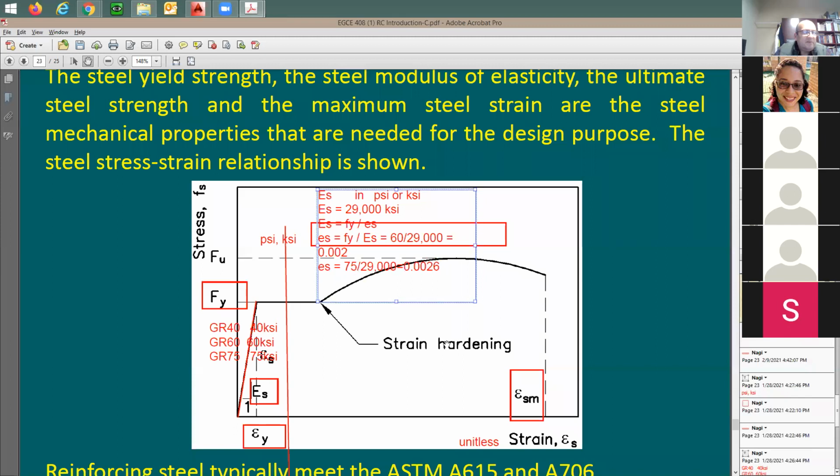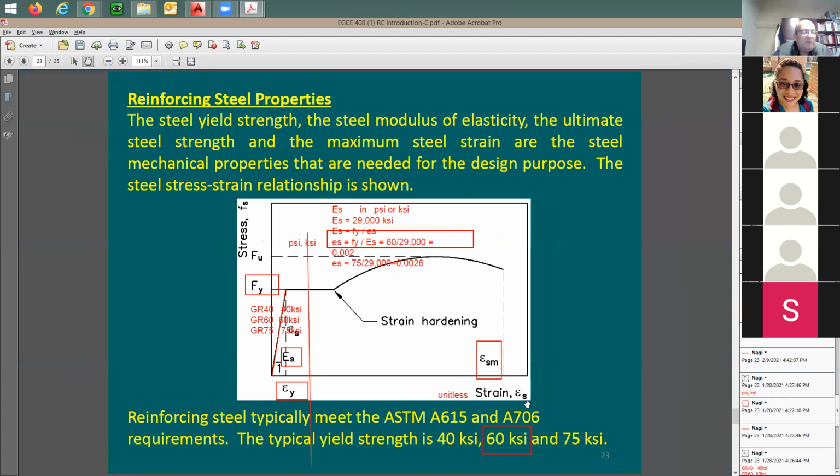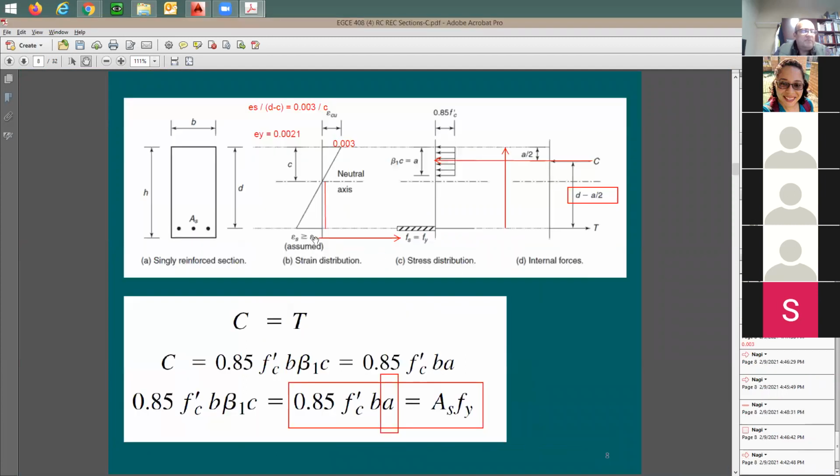You remember this case here, when it is 75 ksi? So it depends on the material. If your material is 60 ksi, the strain is going to be 0.02. If your material is 75 ksi, your strain is going to be 0.026. In either of these two cases, you need to confirm that your assumption was correct, which means the strain in the steel is higher than 0.02 or 0.026, depending on the grade.